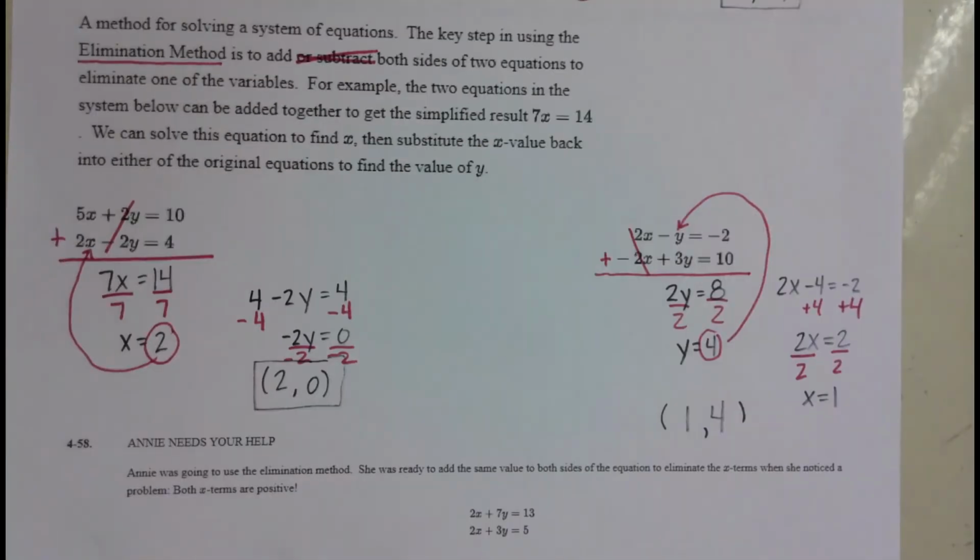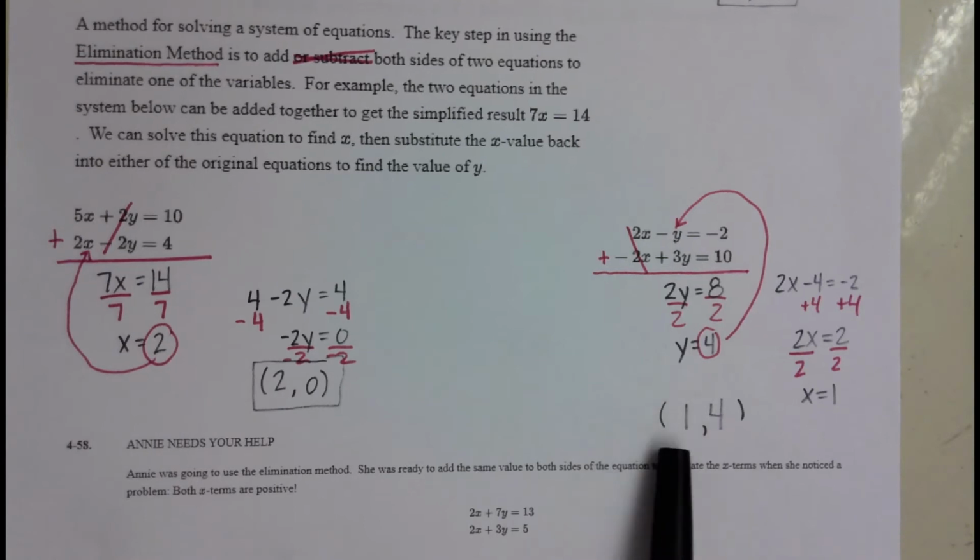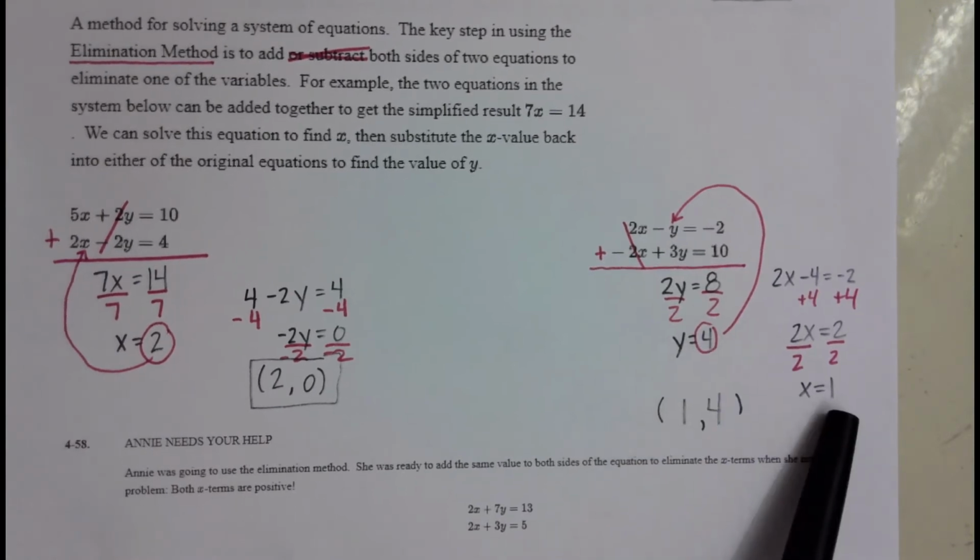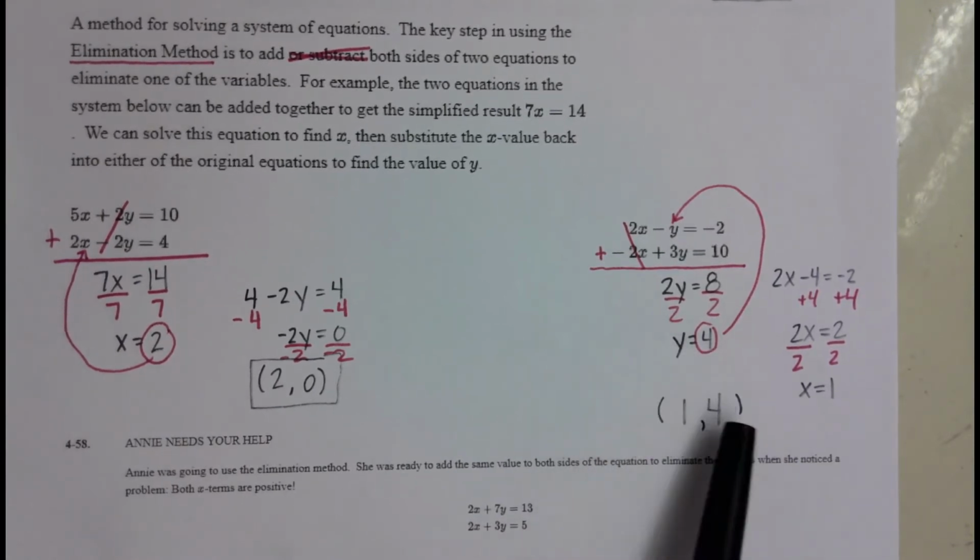Okay, this is what your work should look like. It should come out to be (1, 4). If you had (4, 1), you put these in the wrong spots. 4 is your y, 1 is your x.